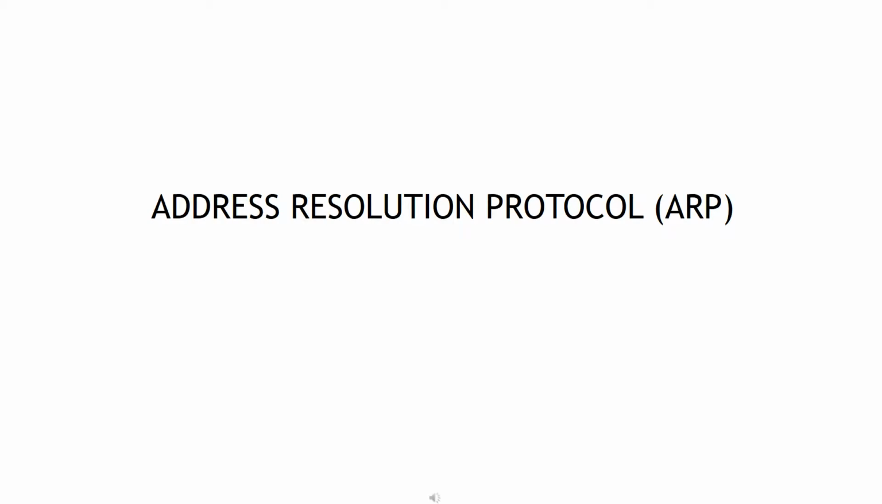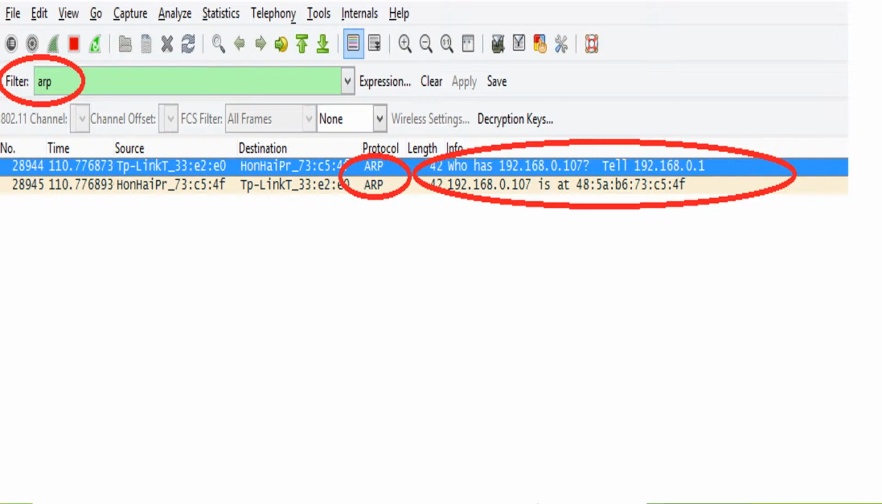Let's suppose we want to have a look at the packets that have the ARP protocol. We will just go to the filter tool of Wireshark and filter the ARP packets.